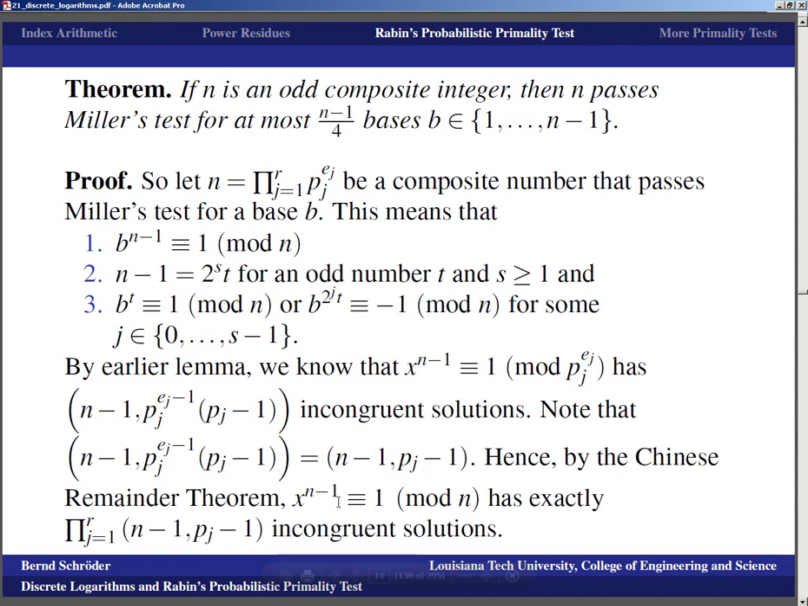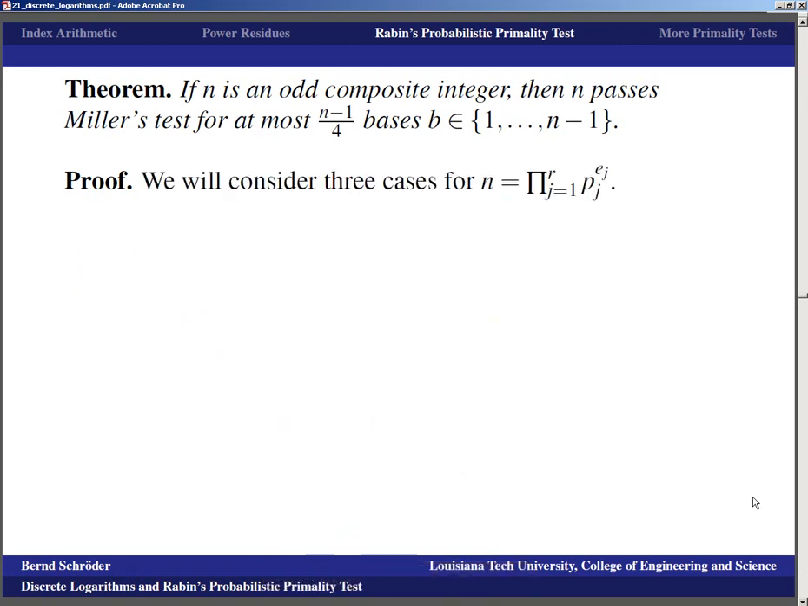Hence, by the Chinese remainder theorem, the congruence x^(n-1) ≡ 1 modulo n has exactly the product for j equals 1 to r of gcd(n-1, p_j-1) incongruent solutions. And now we will consider three cases for the number n being the product j equals 1 to r of p_j^(e_j).